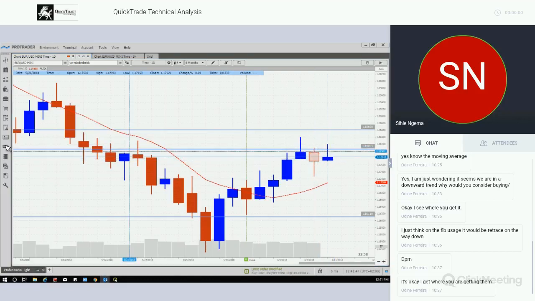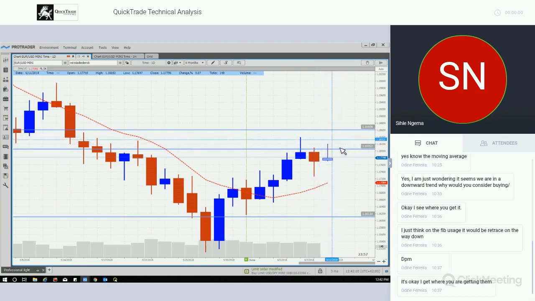Sellers tried to push it lower, buyers came in, pushed it up, and right now we have something that looks like a bearish reversal bar forming again around the same area. So every time the euro gets to 1.18, sellers come in and push the price lower.